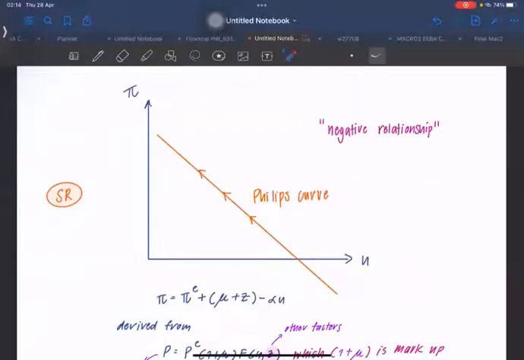Hello everyone, so today we're going to talk about the Phillips curve and disinflation. The Phillips curve is a negative relation between unemployment and inflation. And this is the inflation and this is the unemployment.